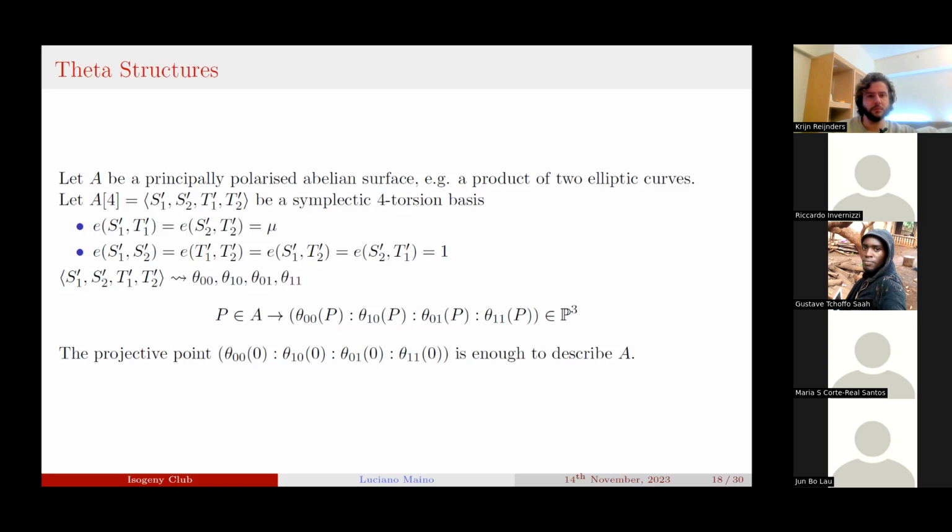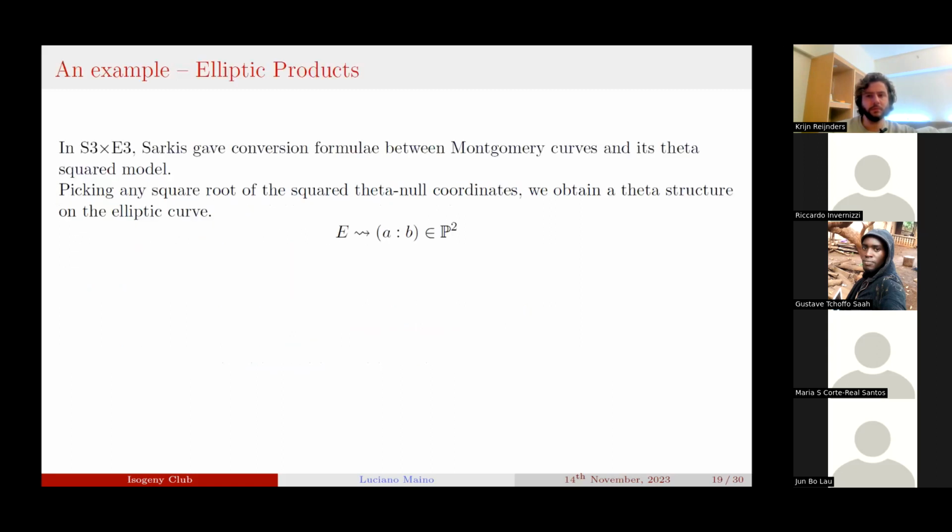So now let me give you a precise concrete example. This example builds on top of the one-dimensional case. Let's look at the elliptic products. At the end of the day, that's the abelian surface that matters the most to us, because we need to endow this abelian surface with a theta structure to start our algorithm. So in season 3, episode 3, the previous talk, Sarkis gave conversion formulae between the Montgomery curves and their theta squared model.